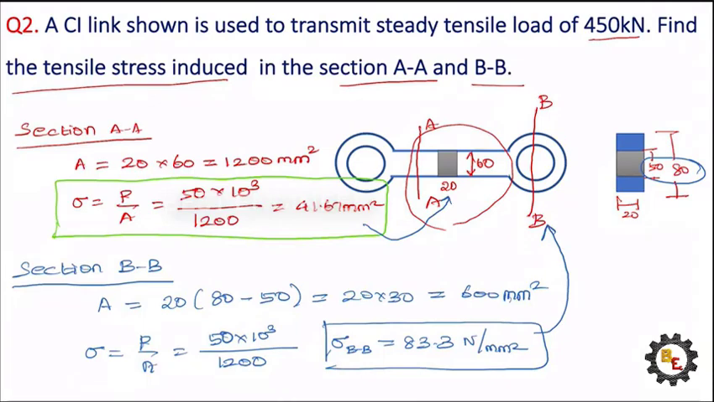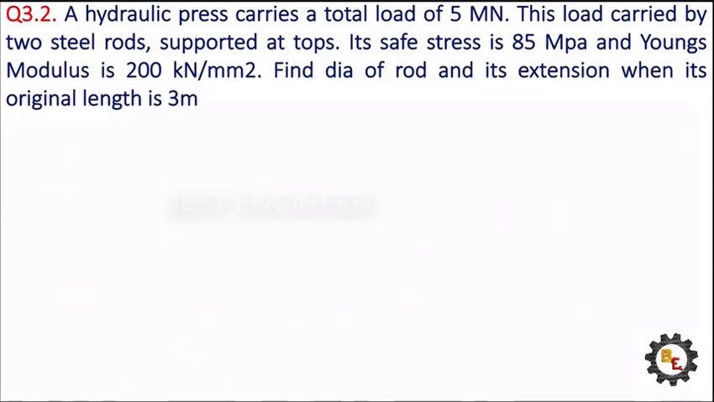Let's go to the next question. A hydraulic press carries a total load of 5 meganewton. This load is carried by two steel rods supported at the top. If the stress is 85 megapascal and Young's modulus is 200 kilonewton per millimeter square, find the rod diameter and its extension when the original length is 3 meter.